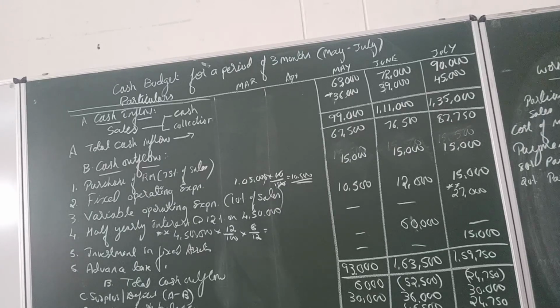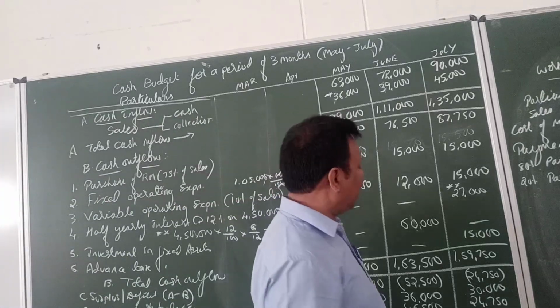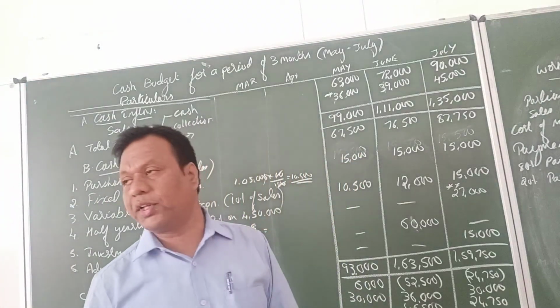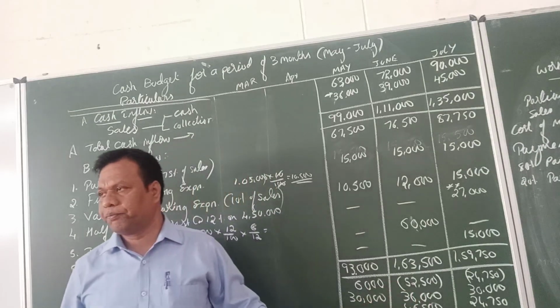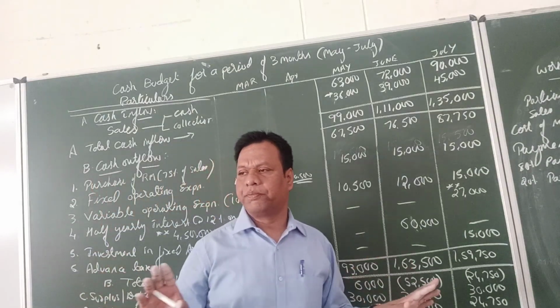So first what should you write? They ask whether borrowing is necessary, so write yes, borrowing is necessary. And then they ask you to find out how much to borrow. So you have to write here how much to borrow. We have to borrow 46,500 in the month of June and 24,750 we have to borrow in the month of July. This completes the problem. Is that clear?